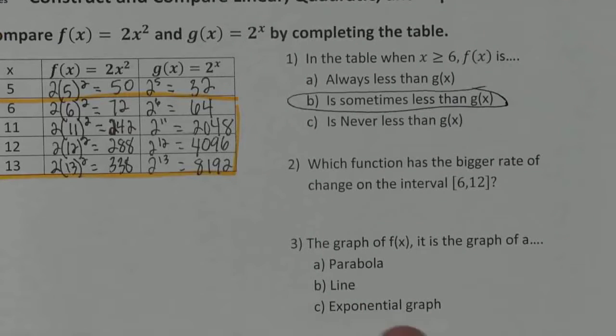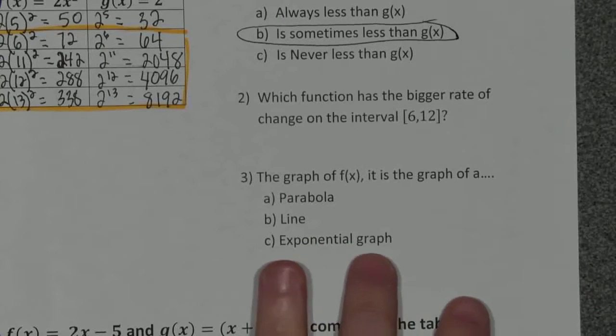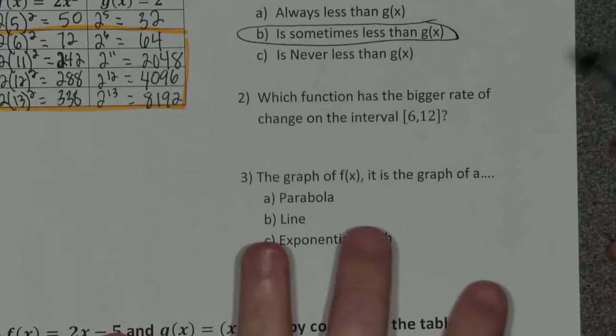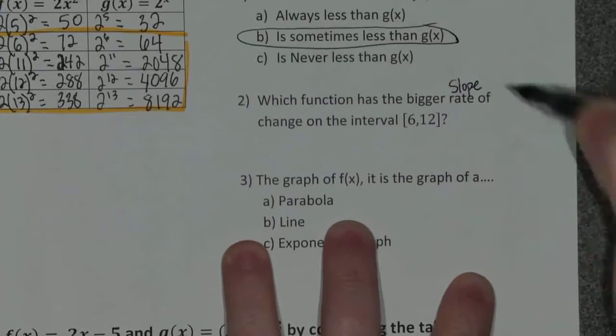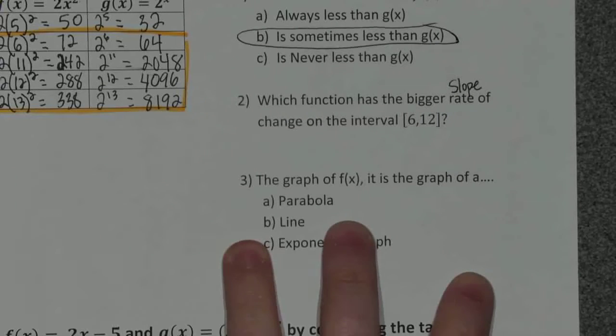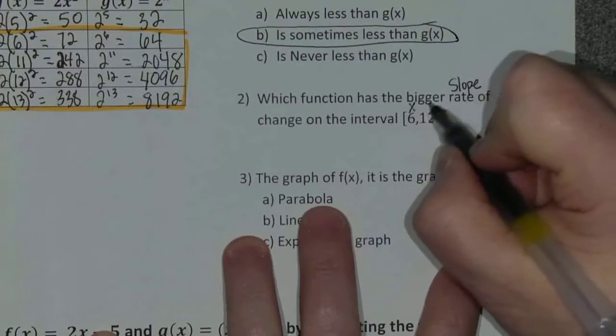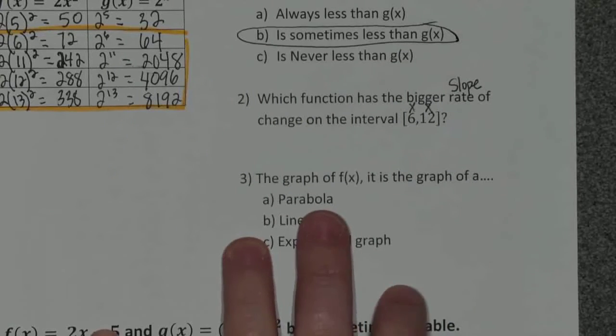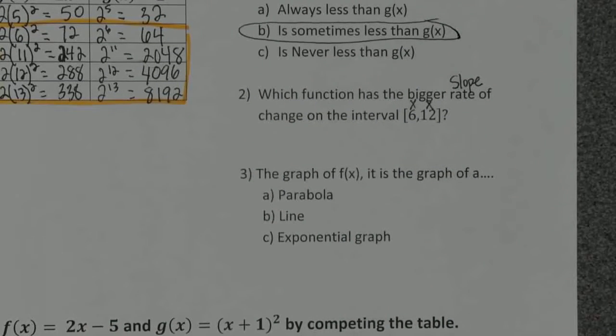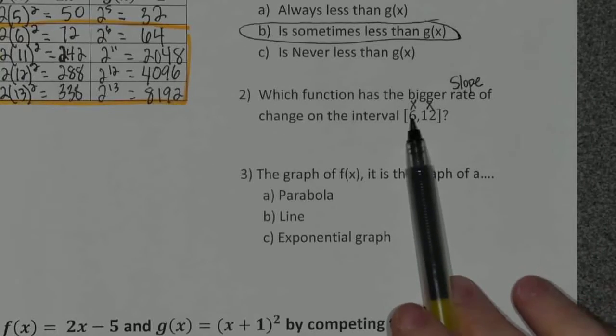Okay? Number 2 says which function has the bigger rate of change. Does anybody remember how we find the rate of change? We use the slope formula, right? These are both my x values. We've done this before. It wants to know which function has the bigger rate of change over the interval from 6 to 12. So an x value of 6 and an x value of 12.